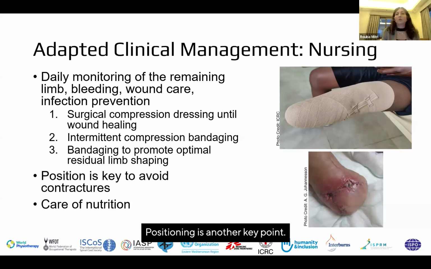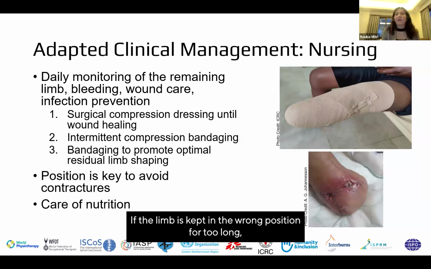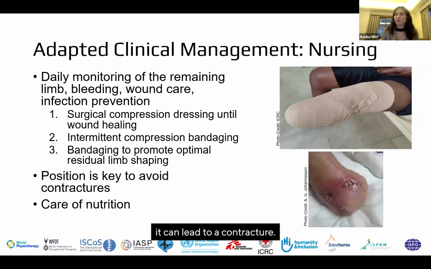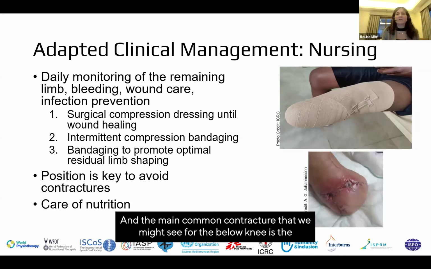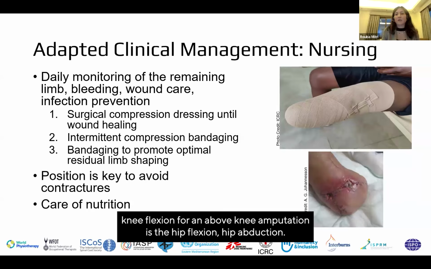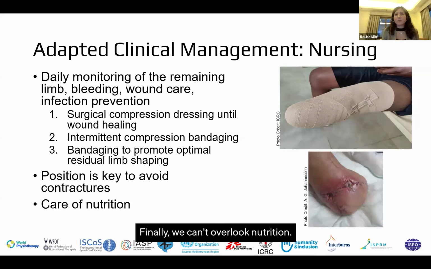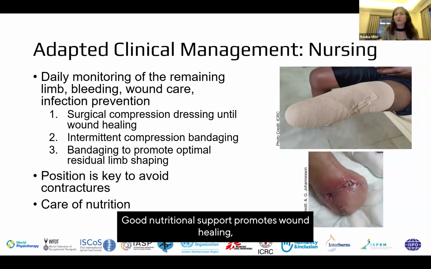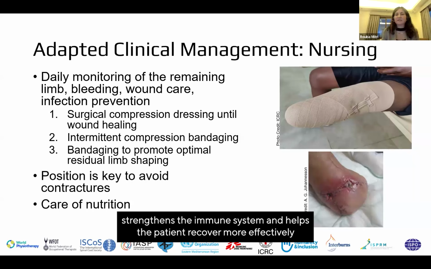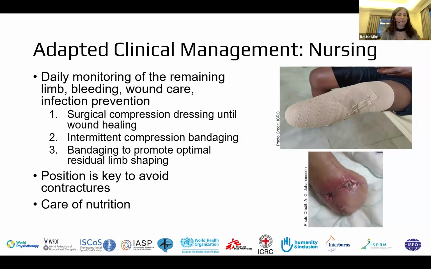We don't want to forget positioning is another key point. If the limb is kept in the wrong position for too long, it can lead to contracture. The most common contracture that we might see for the below knee is the knee flexum. For an above knee amputation, it is the hip flexum, hip abductum. Finally, we can't overlook nutrition. Good nutritional support promotes wound healing, strengthens the immune system, and helps the patient recover more effectively overall.